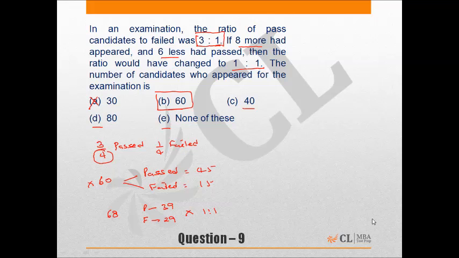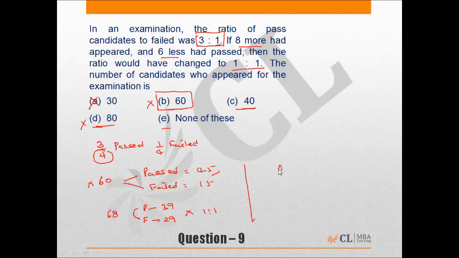The second thing which should also be evident to you is, while 60 cannot be the answer, your answer cannot be 80 also. Because if the answer is 80, the number of candidates who have passed will be much higher, and this gap will increase between pass and fail. So even 80 cannot be the answer. So your answer is either C or E. Let's check out for 40.